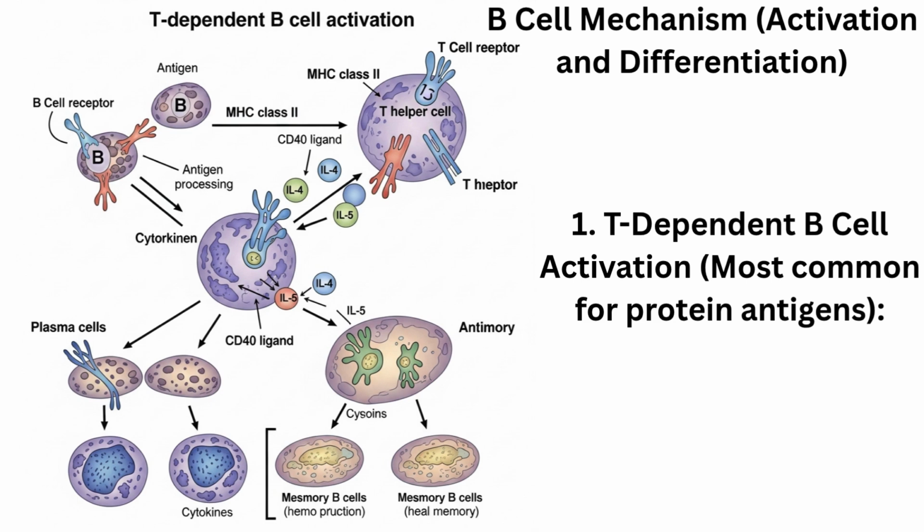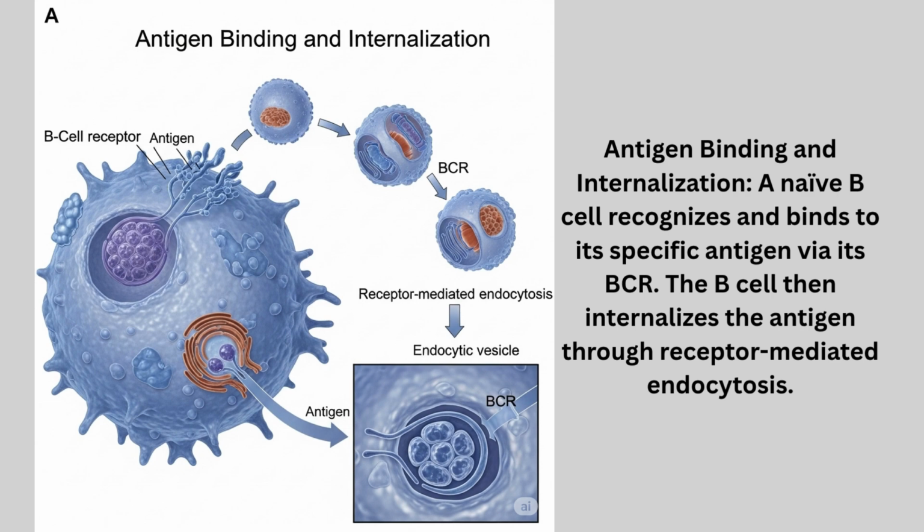Mechanism, activation and differentiation. B-cell activation is a critical step in the adaptive immune response and can occur through two main pathways. 1. T-dependent B-cell activation, most common for protein antigens. This mechanism requires help from T helper cells, specifically T follicular helper cells. It involves several steps: antigen binding and internalization.